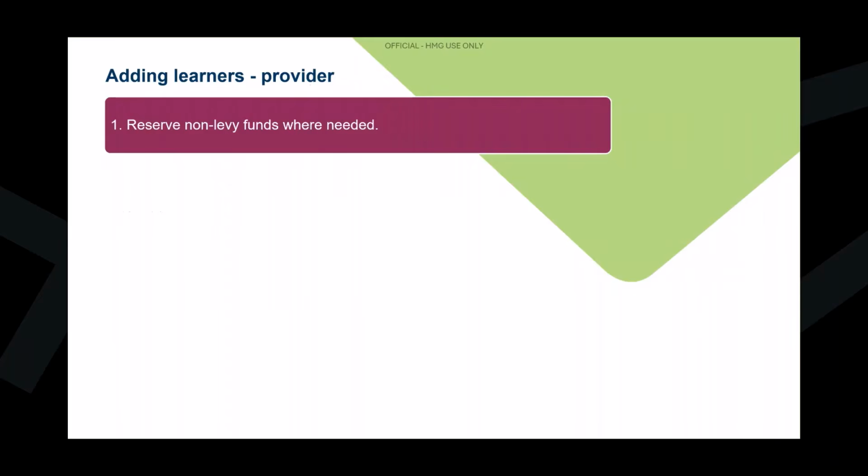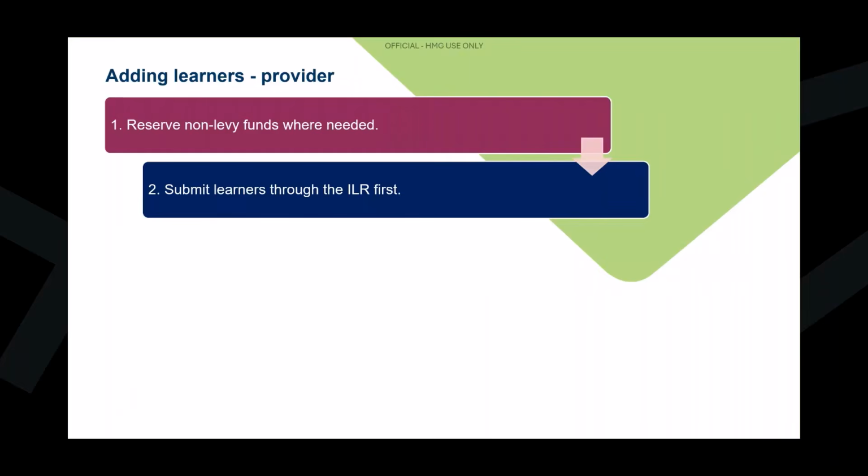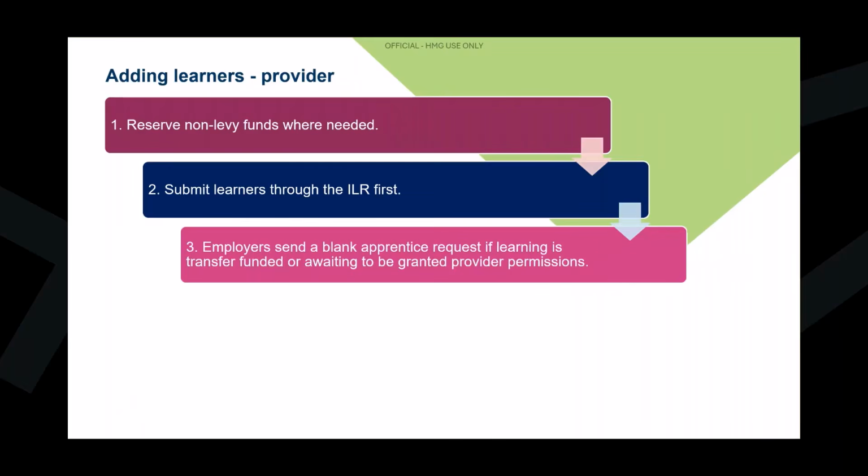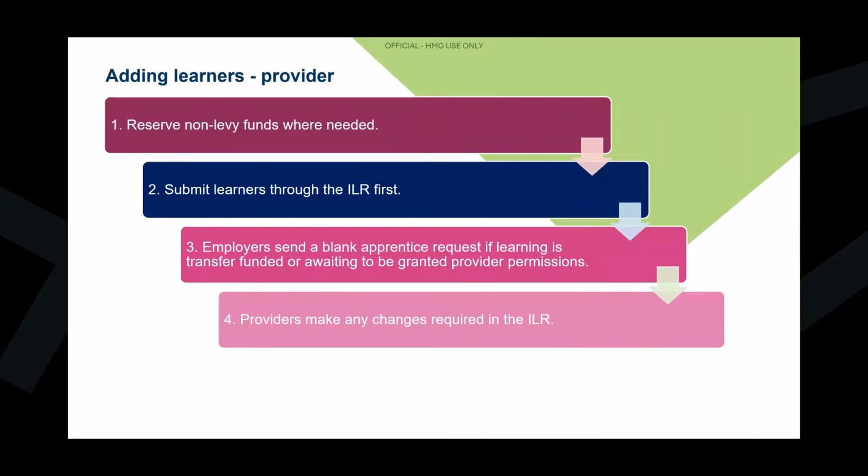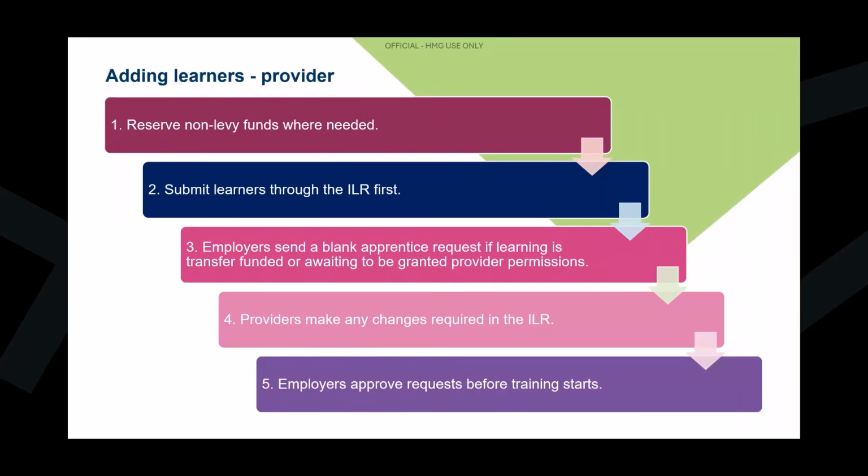So in summary, providers and their employers should continue to reserve funds where needed. Also, once the ILR has been submitted, learner records will appear in the provider account in approximately 15 minutes. Employers will need to send a blank learning request if they've not yet given permission, or they choose to fund learners by levy transfer. And any corrections or changes that are required will need to be made via the ILR.